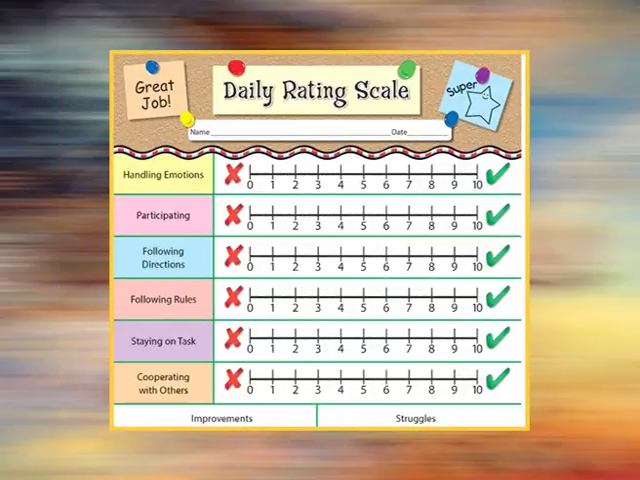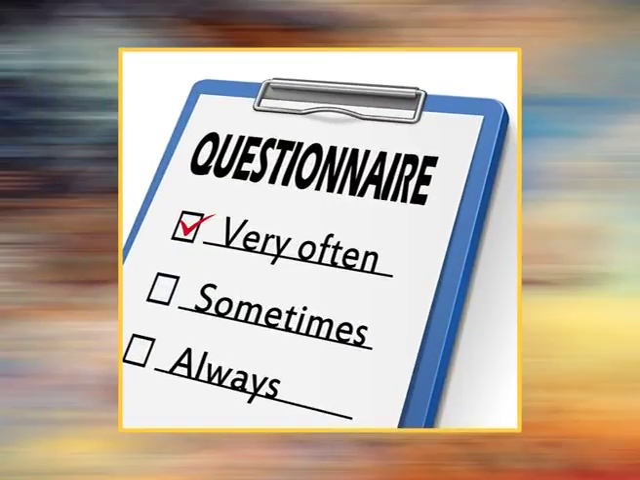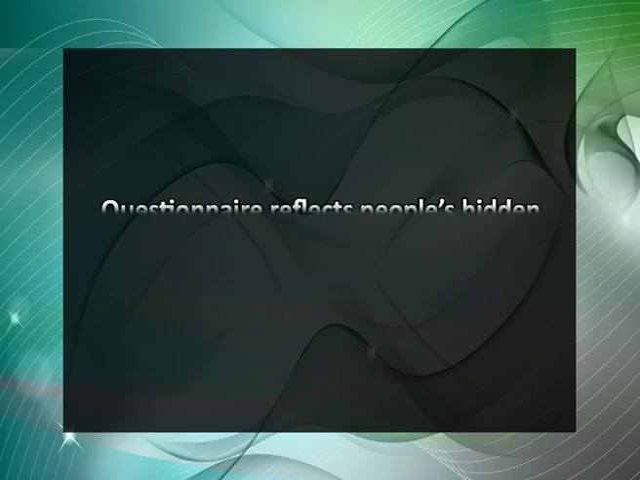Number 4. Rating scale. Rating scale expresses the degree or level of interest of an individual towards some activity. Rating scales are mostly helpful in career guidance to the student. Number 5. Questionnaire. Through questionnaire, we can get the knowledge of an individual's interest. The questionnaires can either be sent to the people by post or the examiner can ask them the questions from the questionnaire. It reflects people's hidden interests.